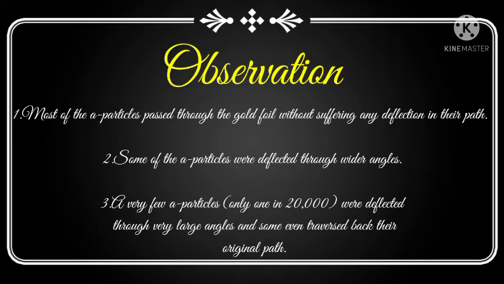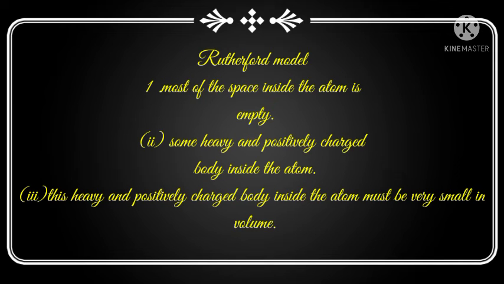Now the observations. First, most of the alpha particles pass through the gold foil without suffering any deflection. Second, some of the alpha particles were deflected through wider angles. Third, very few of the alpha particles were deflected through very large angles and some even returned back along the original path.